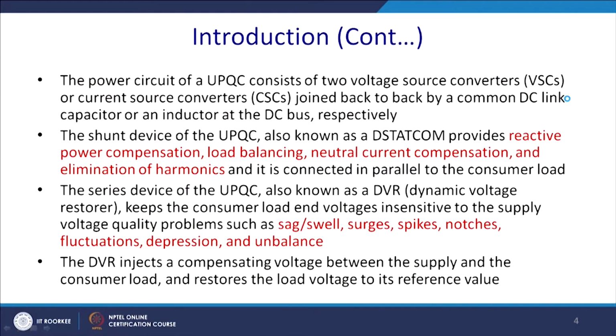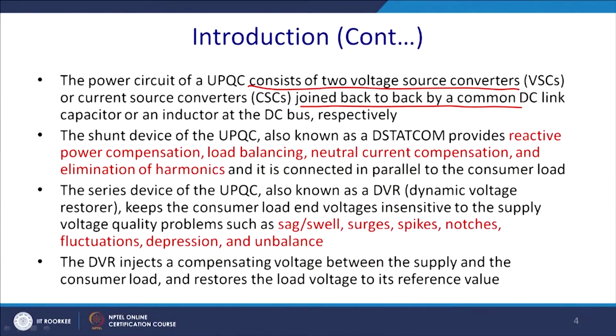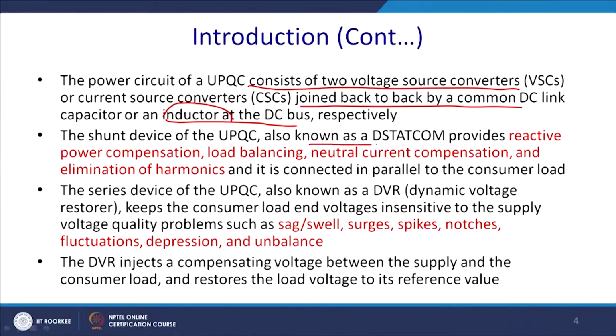The power circuit of the UPQC, what we have discussed earlier, let us formally describe it, consists of two voltage source converters or current source converters, but nowadays the voltage source converter is preferred because the size of the DC link will be lower; otherwise we require a huge inductor. They are joined back to back by a common DC link capacitor or an inductor at the DC bus respectively. We generally do not connect an inductor because its size will be very high, but it is a possible solution. The shunt device of the UPQC is known as the D-STATCOM, which we have discussed while discussing the STATCOM.